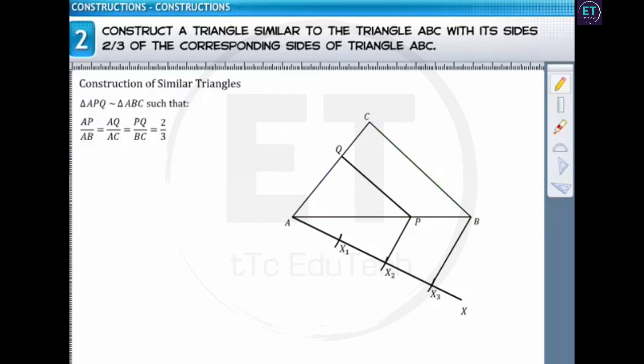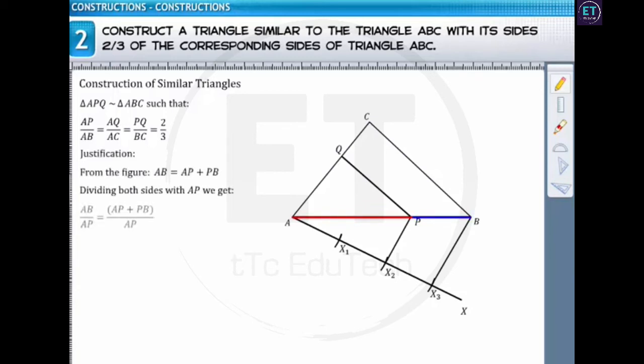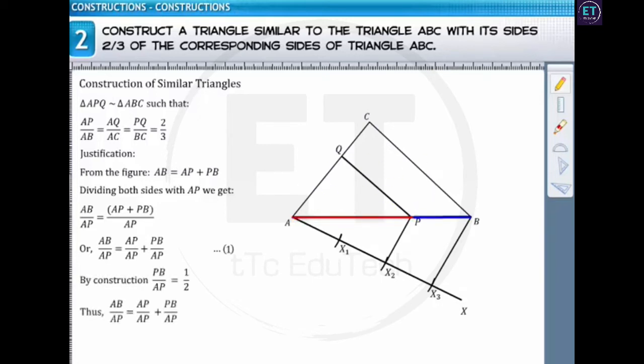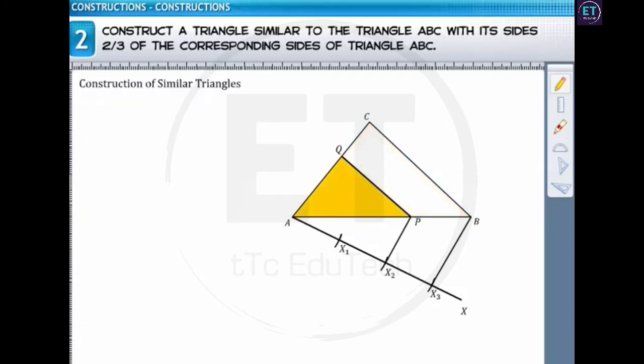Now, let us verify this construction mathematically. From the figure, we can see that AB is equal to AP plus PB. Dividing both sides with AP, we get an equation that we'll call equation 1. By construction, PB by AP is equal to 1 by 2. Putting this value in equation 1, we get AB by AP as 3 by 2 or AP by AB as 2 by 3. In triangles ABC and APQ, PQ is parallel to BC.